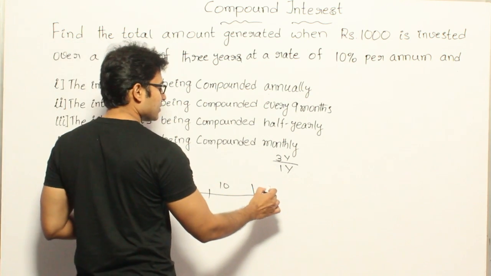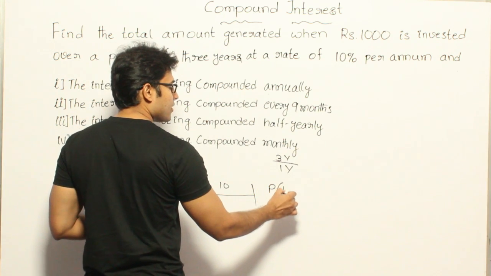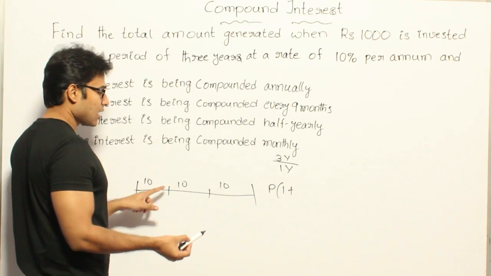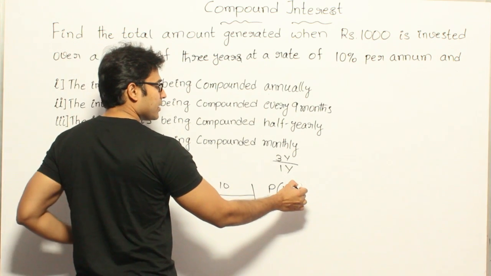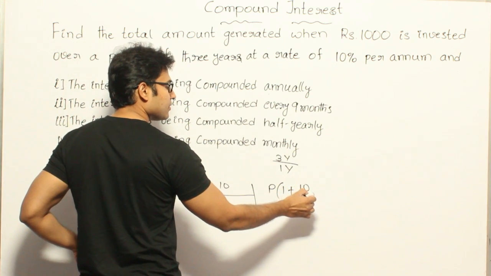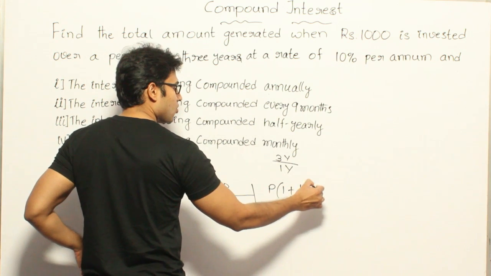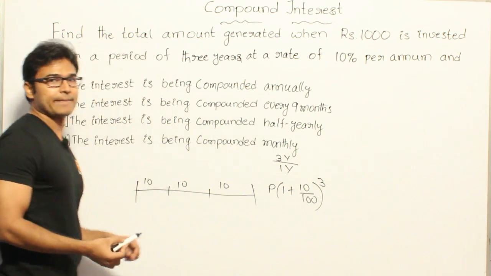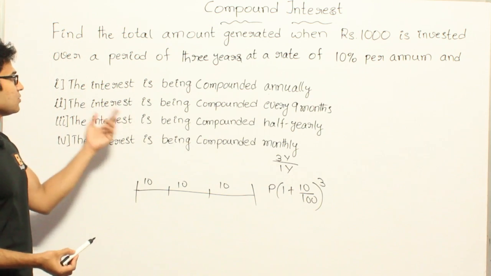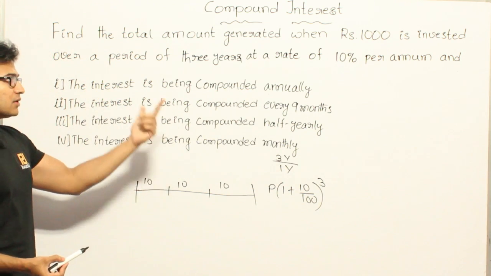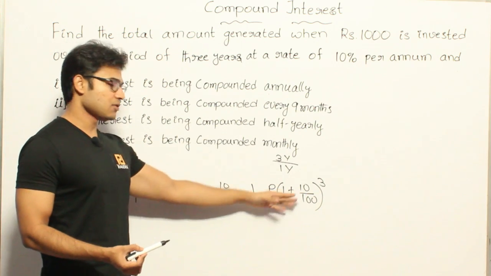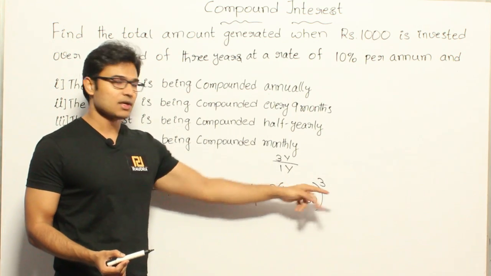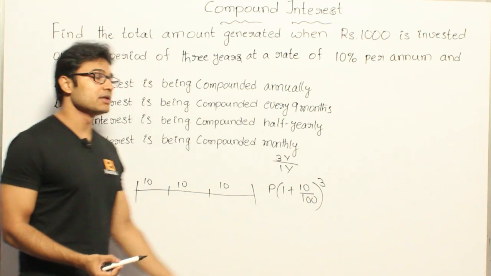So what is the answer? P into 1 plus R by 100 whole power T. In that R we have to say the rate per slot, which is 10 by 100 whole power number of slots. Number of slots in this case is 3. Got it? So that is the answer. You just substitute the value of 1000 in place of P and you get the answer. Anyway, I am not interested in finding out the actual answer. I just wanted to show you the method here.